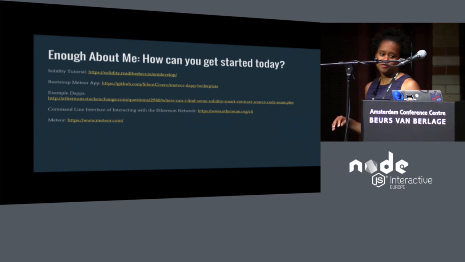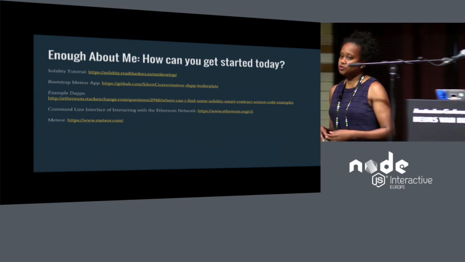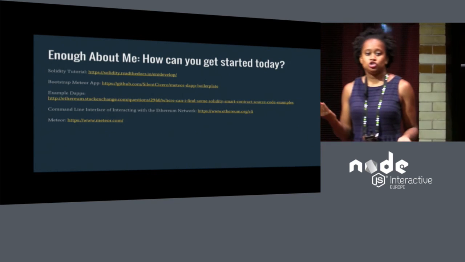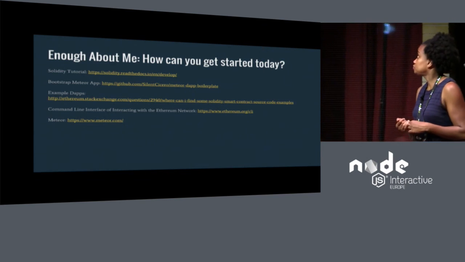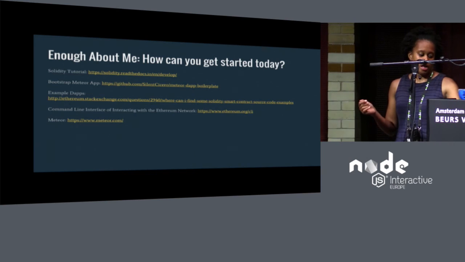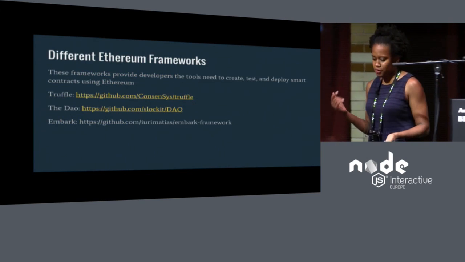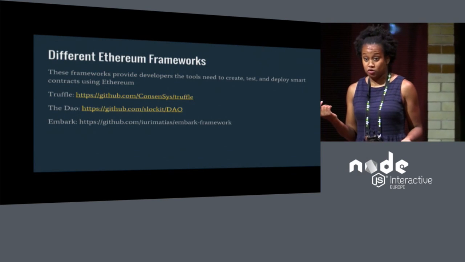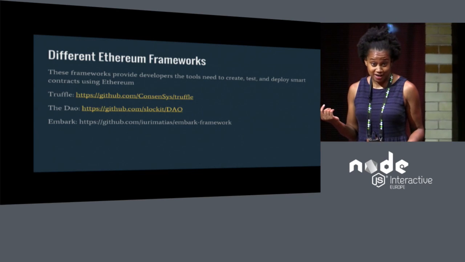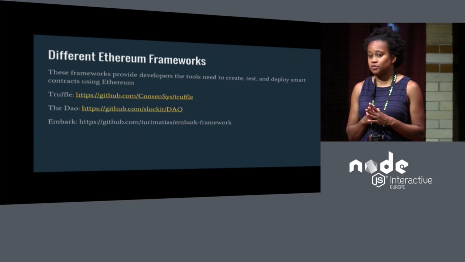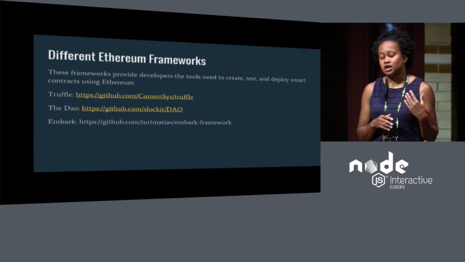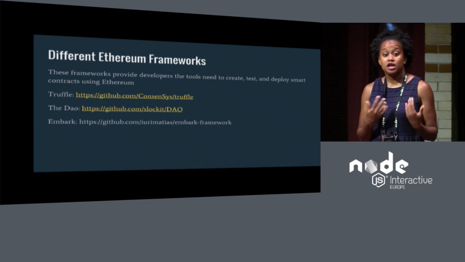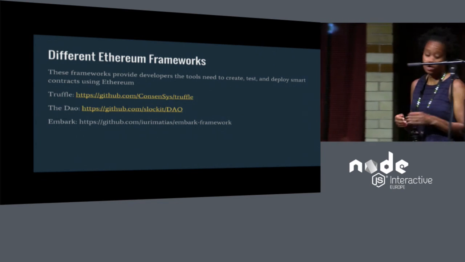And finally, enough about me, how can you get started? So here are all the links that you would need to learn about Solidity, learn about Ethereum, learn about Meteor. And here are the frameworks. The frameworks are like Django or Ruby on Rails for smart contracts. I haven't played with any of the frameworks yet, but the frameworks help you with not only getting a smart contract up and running, but also with using Docker and deploying, which is useful.